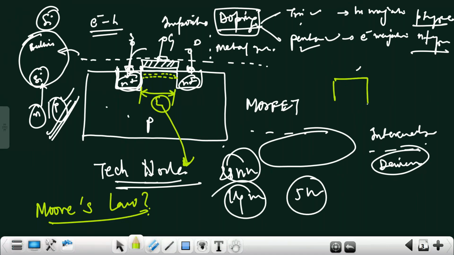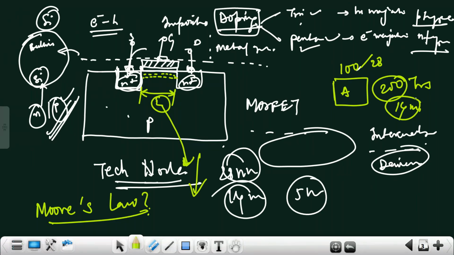So you have this much amount of area, right? Earlier you were fabricating 100 transistors. Now how can you fabricate 200 transistors? How is it possible? The area is the same, right? It is only possible if the technology node shrinks to half. Earlier you were using 28 nanometer, now you are using 14 nanometer. The technology node has shrunk by half, so definitely you can double the transistor count in the same area.